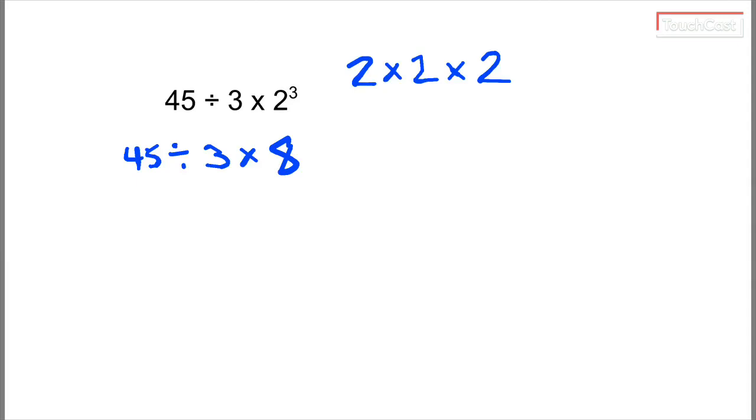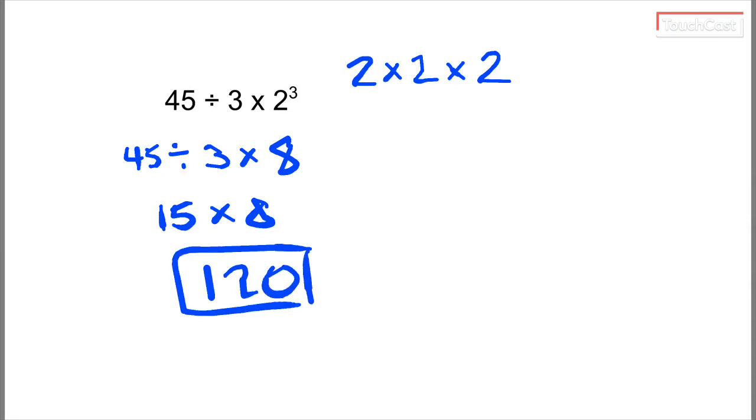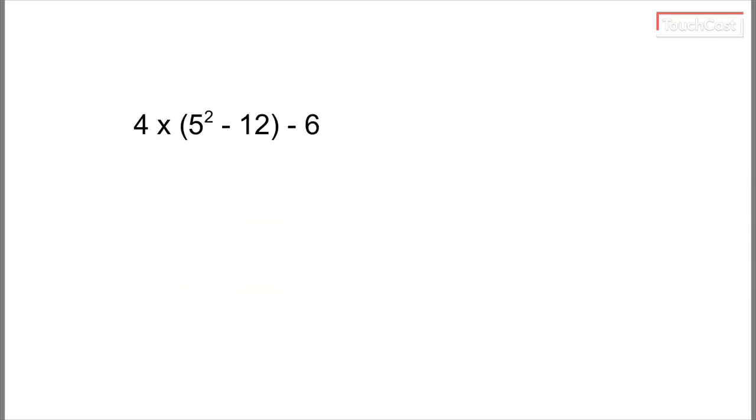We don't have any more exponents, so we can move on to multiplying and dividing. In this case, we have dividing on the left, so we're going to do that first. 45 divided by 3 is 15, and we rewrite everything else. Last, we have multiplication. 15 times 8 gives us 120. Next example.